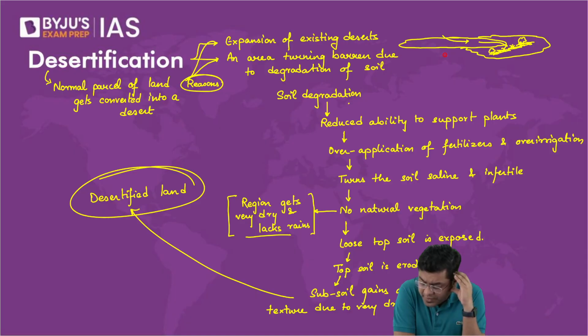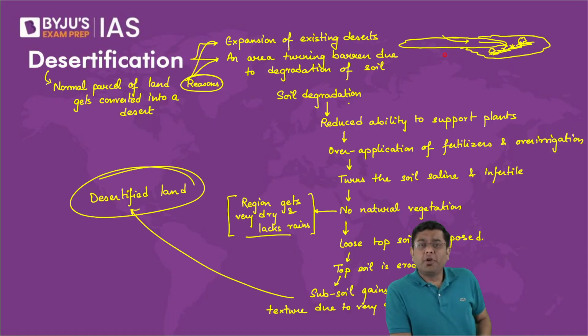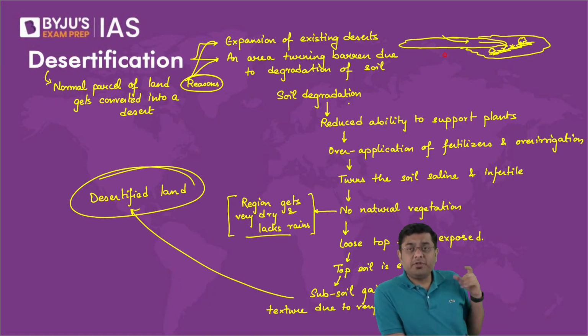Which type of questions can UPSC ask on this topic? I will give you the basic example. From erosion, in prelims you can have questions on which of these can lead to soil erosion. And in mains, you have the repetition of the question: how is it that soil degradation can lead to desertification?